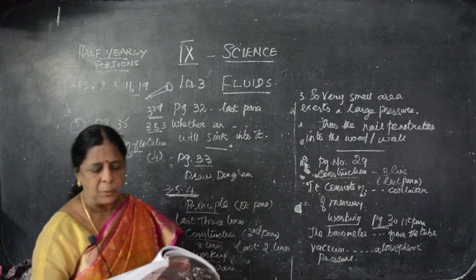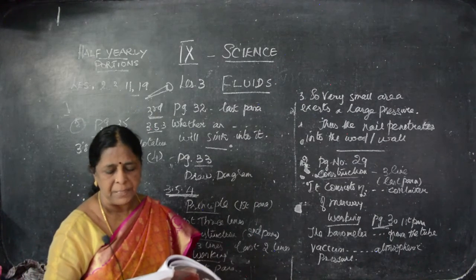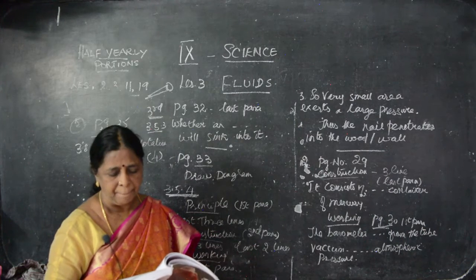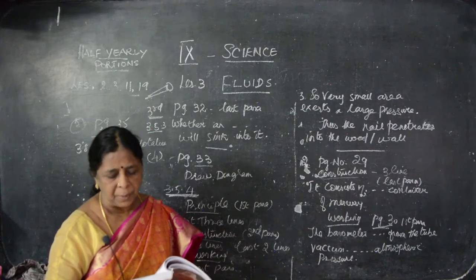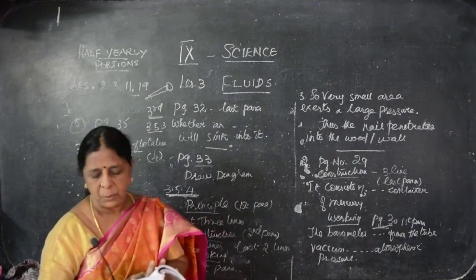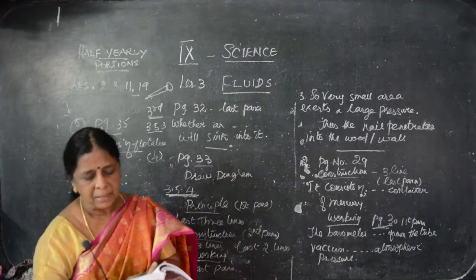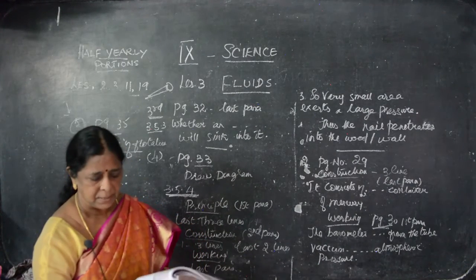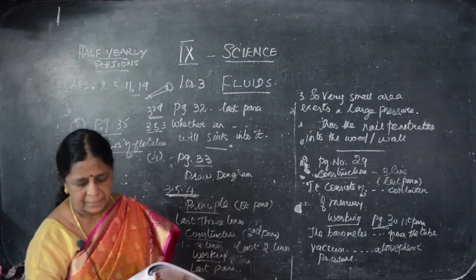That is, the weight of the floating body in a fluid is equal to the weight of the fluid displaced by the body. The center of gravity of the floating body and the center of buoyancy are in the same vertical line. That's all, only the 2 points. Clear? Any doubts on this? So the second lesson is over.